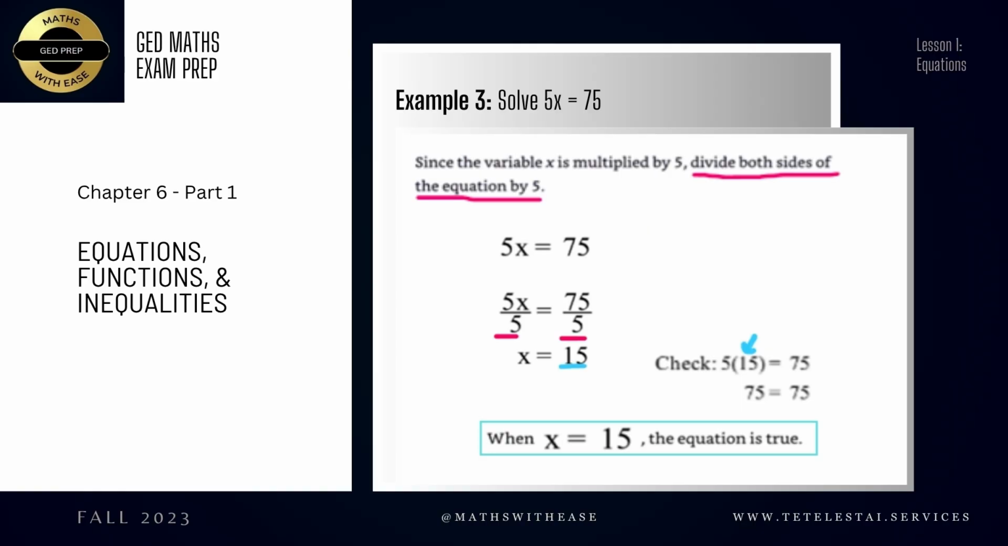And you can check your answer or your solution by plugging in 15 into the original equation. 5 times 15 is 75. 75 equals 75, so we know that 15 is indeed the true solution for this equation.